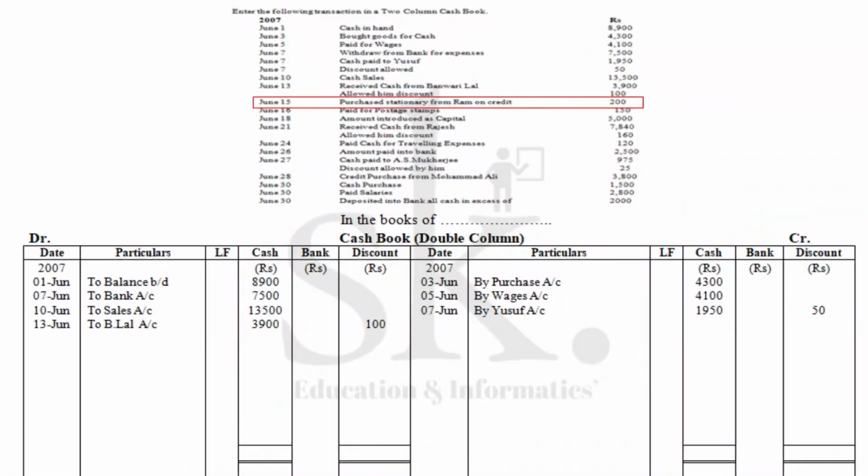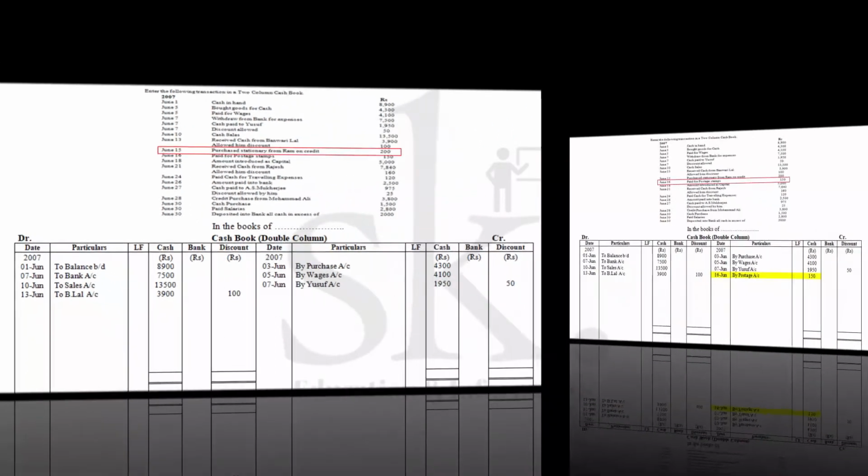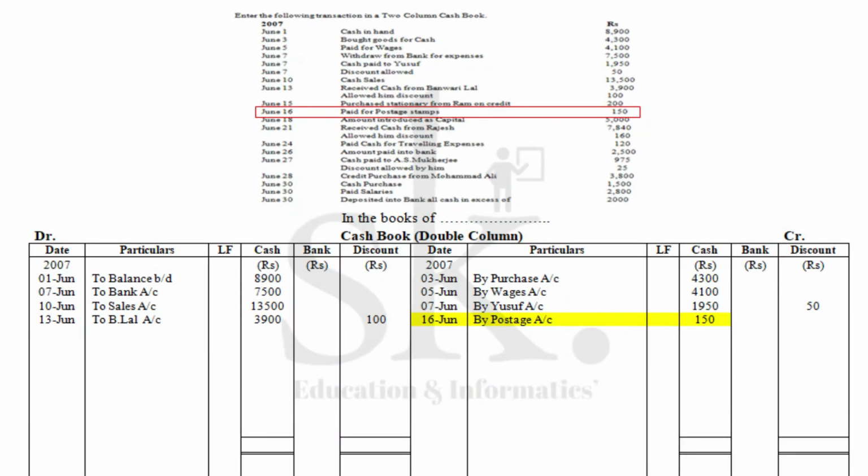On 15th of June, purchased stationery from Ram on credit. The journal entry will be stationery account debit to Ram account since it's on credit. Now, stationery to Ram, there will be no impact in the cash book, since in the cash book we only record cash related transactions. Therefore, there will be no entry in the double column cash book which comprises of cash and discount columns.